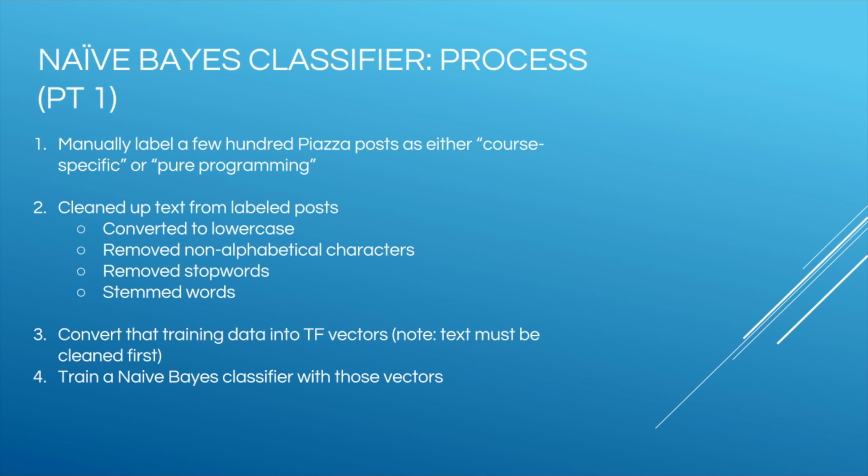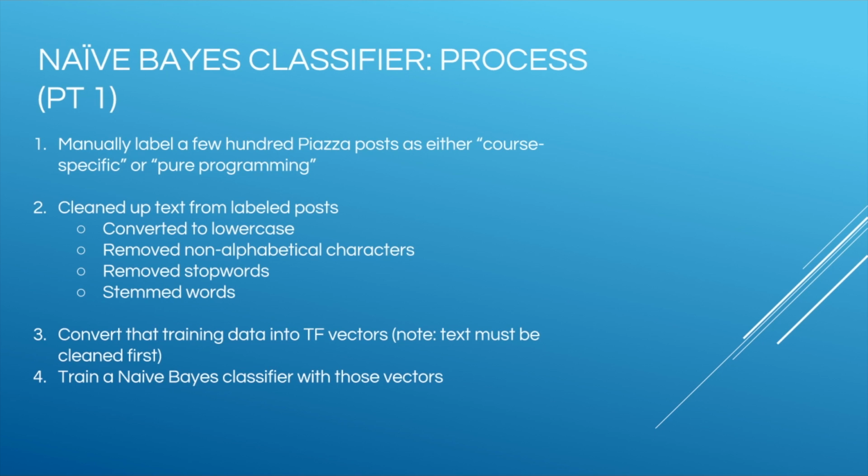After labeling them, we had to convert that text into something that would be more useful for a classification program. So we had to clean up the text by converting it to lowercase, removing non-alphabetical characters, removing stop words, and stemming the words. And the reasoning for doing that is because after cleaning the text, you could convert it into term frequency vectors. The dimension of those vectors would be the number of words in the overall vocabulary, which is every unique word across all of our labeled posts.